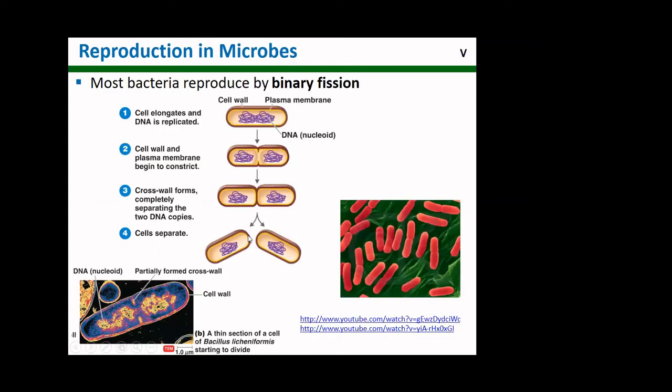So here's what binary fission looks like. Okay, the cell gets longer, the DNA is replicated, the cell wall and plasma membrane begin to kind of pinch it off in the middle. The growth is complete through the middle, and then it breaks into 2 cells. There's a couple of great videos here that kind of animate the process for you. Really great to kind of see it happen.